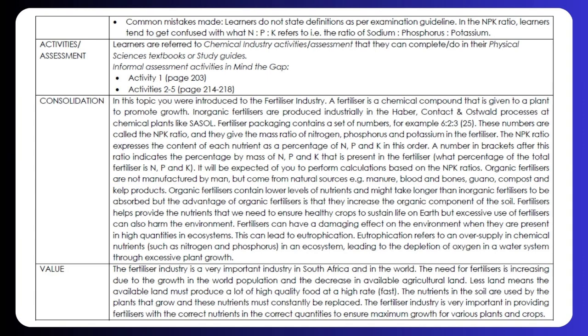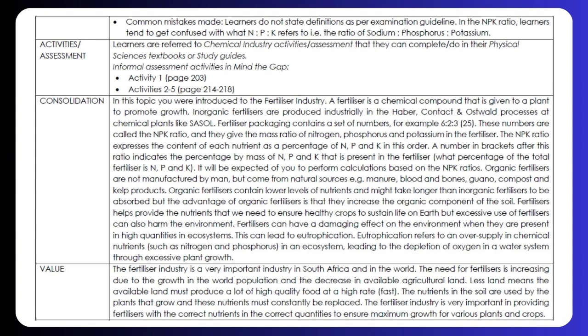Organic fertilizers are not manufactured by man, but come from natural sources, e.g. manure, blood and bones, guano, compost, and kelp products. Organic fertilizers contain lower levels of nutrients and might take longer than inorganic fertilizers to be absorbed, but the advantage of organic fertilizers is that they increase the organic component of the soil.